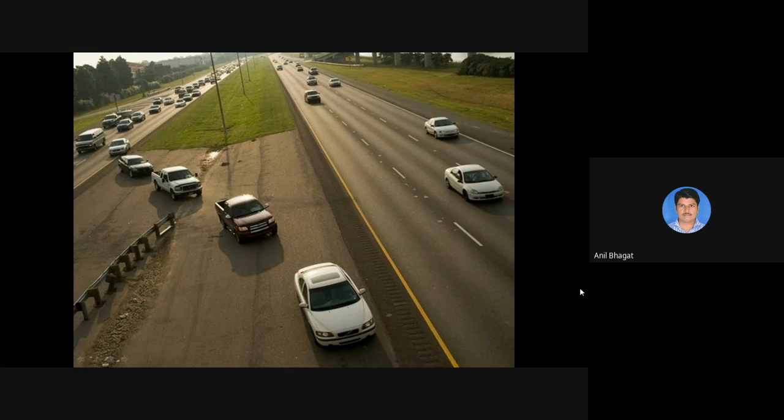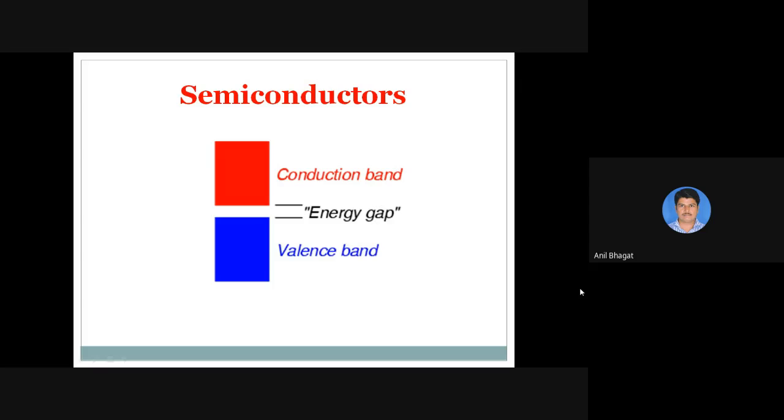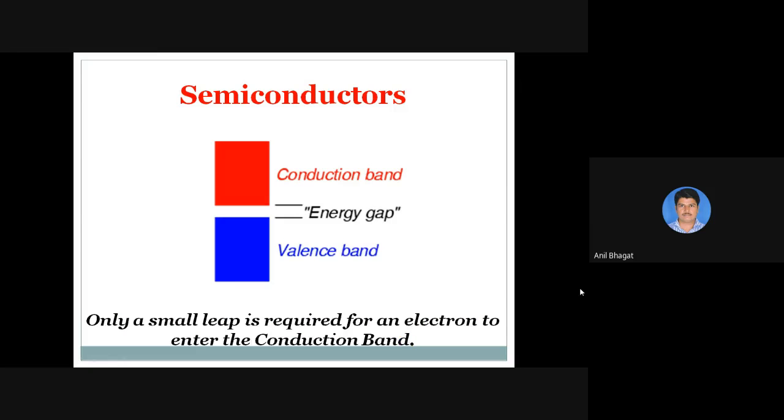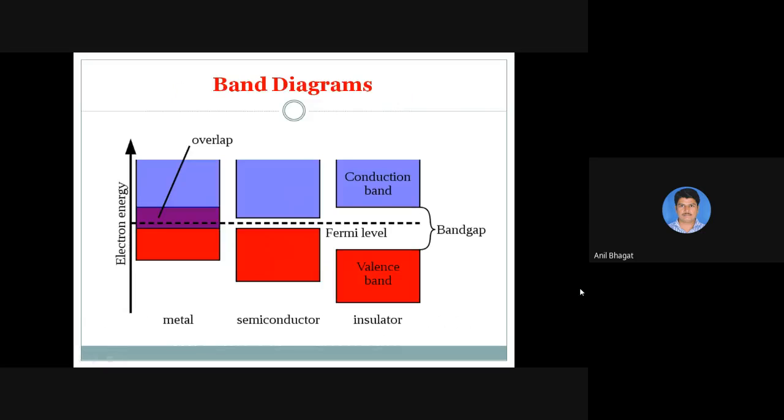That area is required for the actual device. In a semiconductor, only a small amount of energy is required for the electrons to enter the conduction band. So this is the band gap energy.